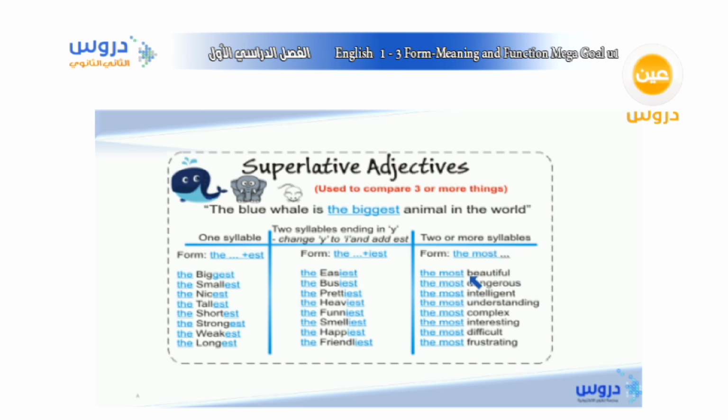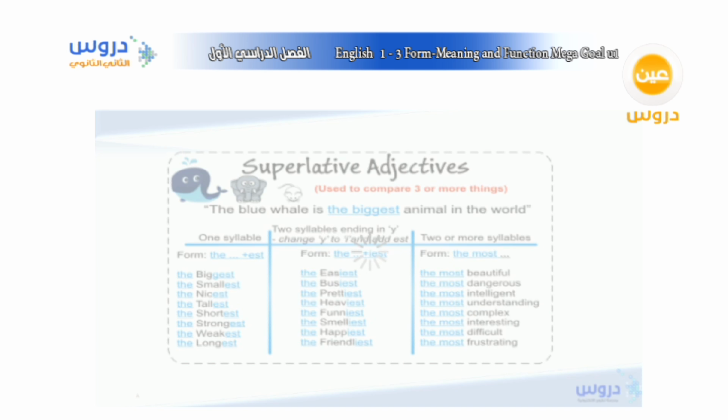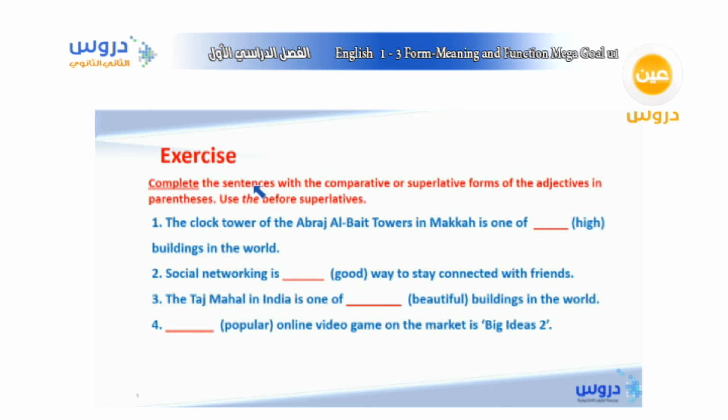The most. Why do we use the most here? Yes, because it is more than one syllable. Beautiful, dangerous, intelligent, understanding, complex. So we use the most beautiful, the most dangerous, the most intelligent, the most understanding, the most complex, the most interesting, the most difficult, the most frustrating.